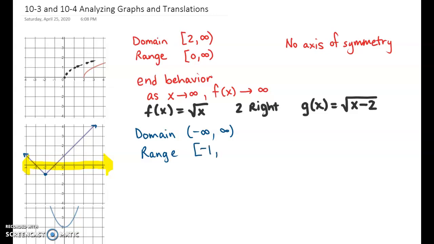And there is a value there, so I use a bracket because there is a value there. And then the highest point is all the way up to the sky. So the range goes from -1 to infinity. This graph has two ends, so it has two end behaviors. The end behavior as x goes to infinity.